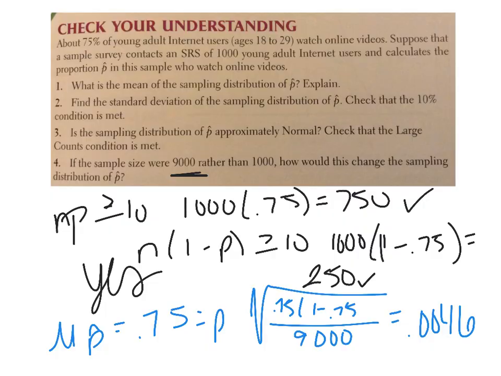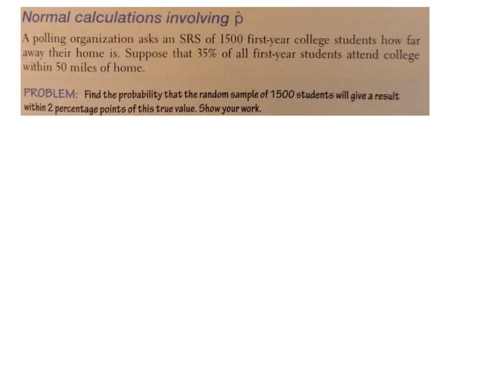So my mean stays the same, but my standard deviation, or my variability, would go down for that sampling distribution. Okay, so let's do one more example, this time with a normal calculation involving p-hat. I've got here a polling organization that asks an SRS of 1,500 first-year college students how far away their home is. Suppose that 35% of all first-year students attend college within 50 miles of home. Your problem is to find the probability that the random sample of 1,500 students will give a result within 2 percentage points of this true value.